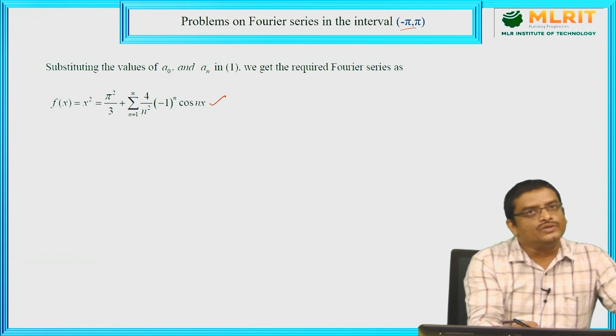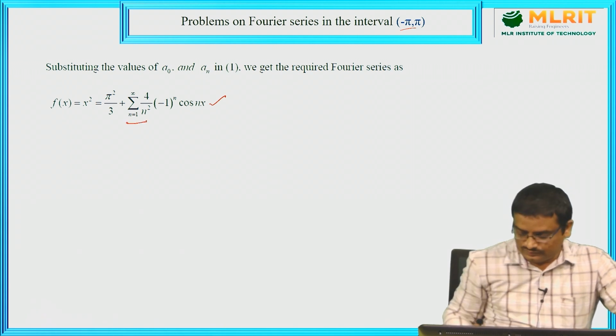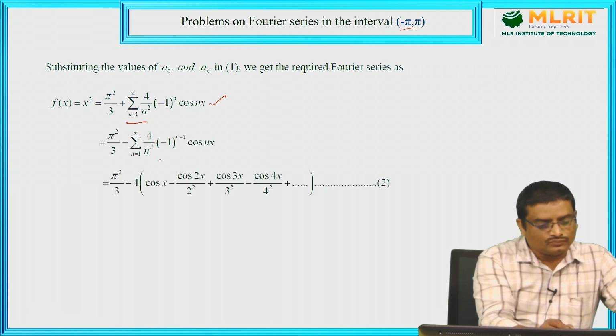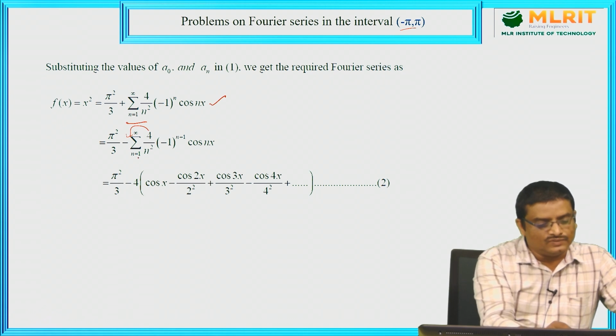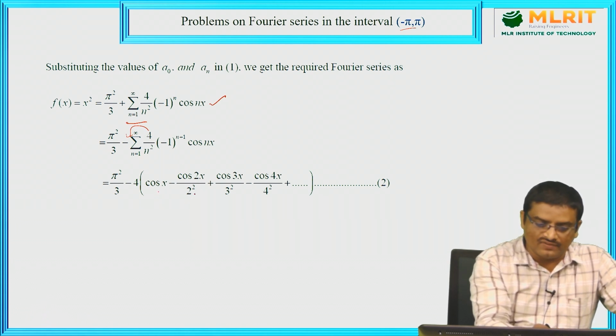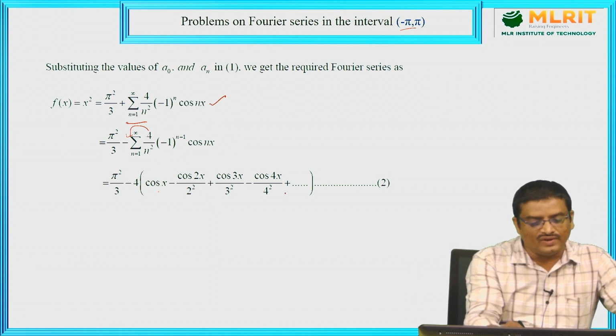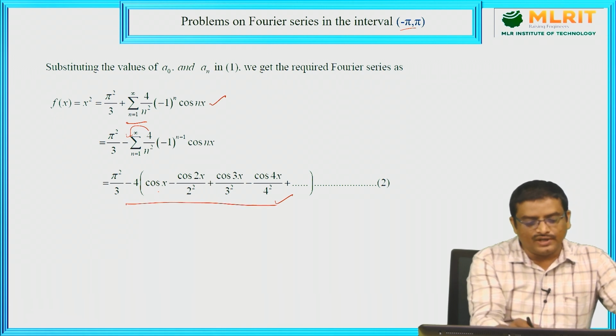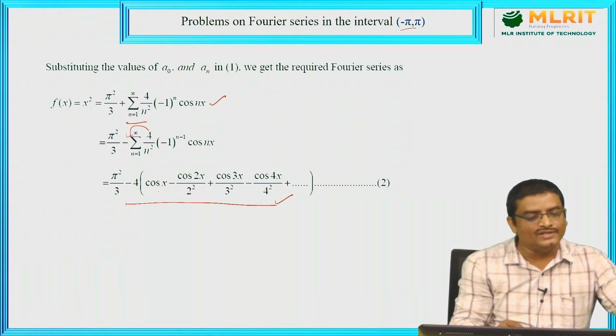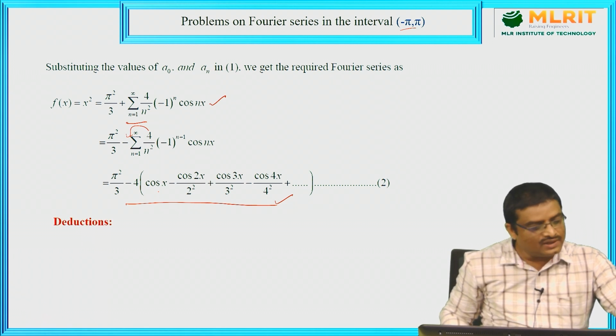So, whenever we want to prove any deductions by using this Fourier series, you expand this summation here. If you expand this summation, you will get pi square by 3 minus 4 is a constant. So, we can take that 4 outside this summation. If you take n is equal to 1 and substitute in this function, you will get the first term. Take n is equal to 2, you will get the second term, and so on. We can take some values of n and we can get our Fourier series here. Now, by using this Fourier series, we have to deduce the conditions which are given in the problem. Now, we will go for the deductions here.